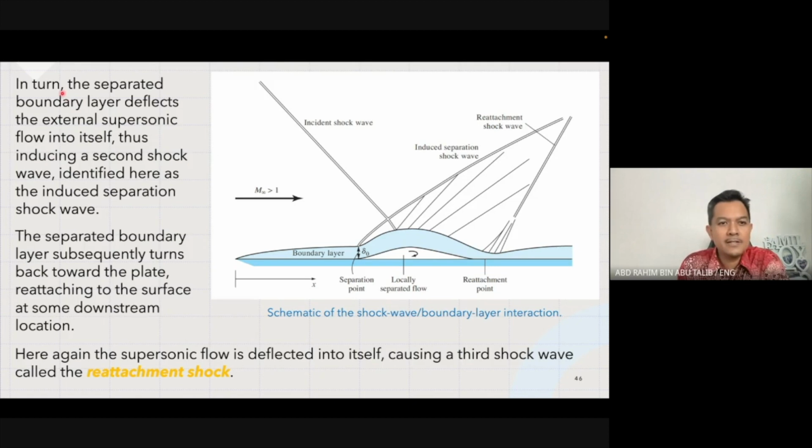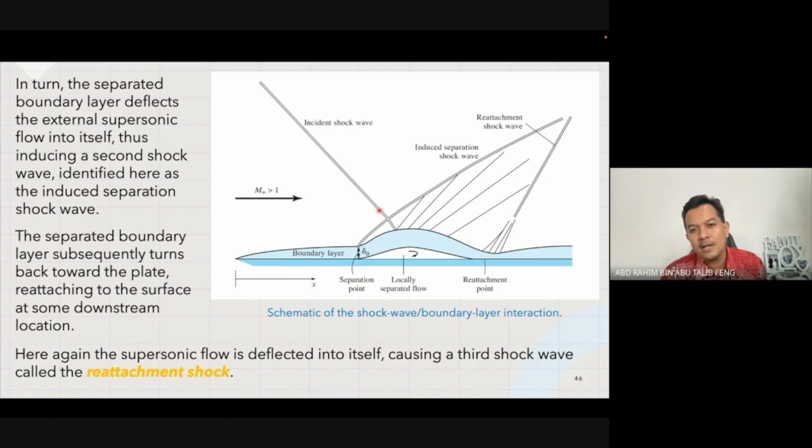So in turn, the separated boundary layer deflects the external supersonic flow into itself, and thus induces a second shock wave, right? So this is where we can see another induced separation shock wave happening before the incident shock wave itself, and identified here as the induced separation shock wave. So the separated boundary layer subsequently turns back toward the plate and reattaches to the surface at some downstream location.